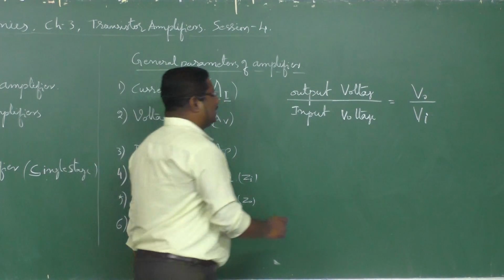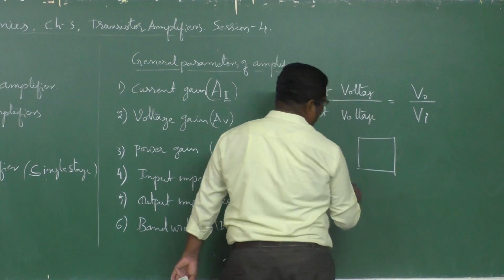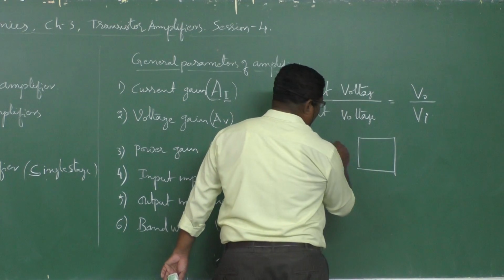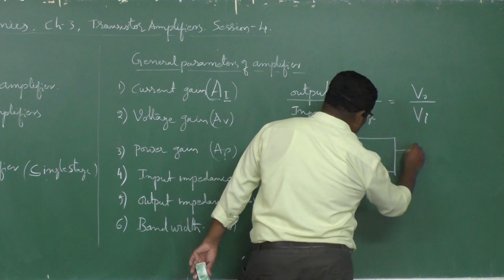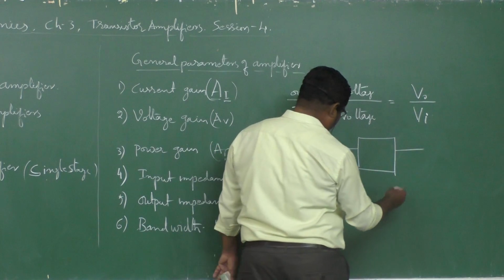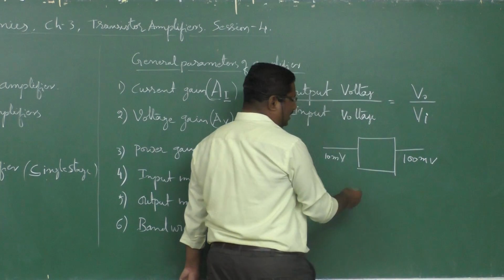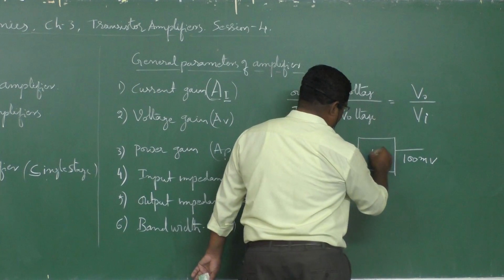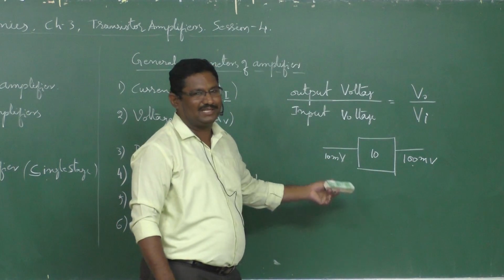So for example, there is a transistor amplifier. To this transistor amplifier we are giving 10 millivolts, and here we are getting 100 millivolts. So how much is the gain? Here the voltage gain is 10. So 10 into 10 is 100. So the voltage amplification factor is 10 here.